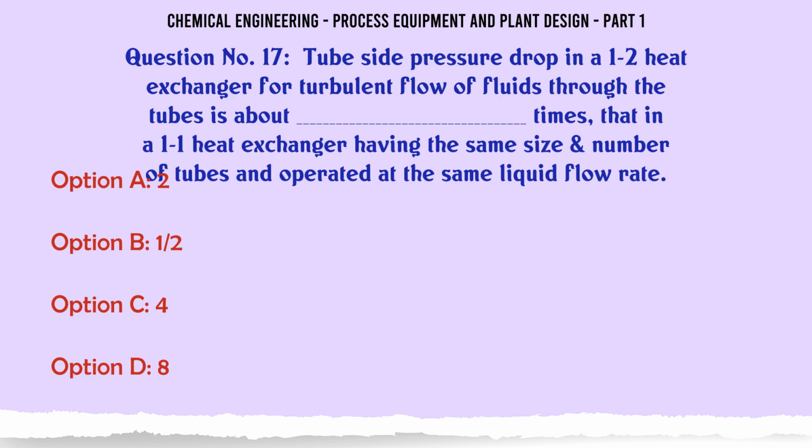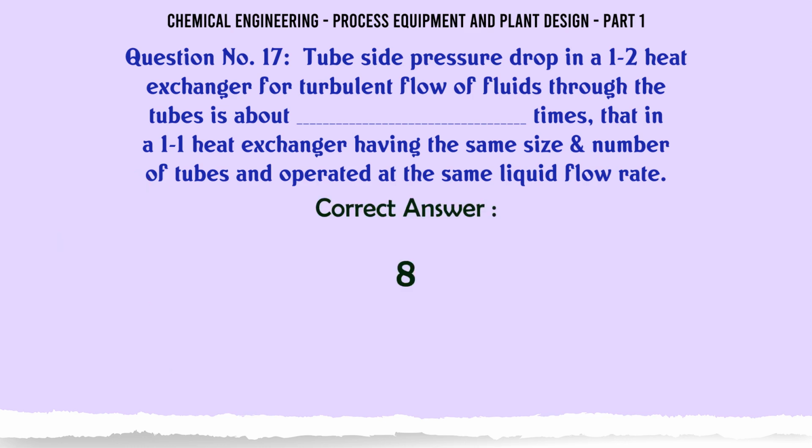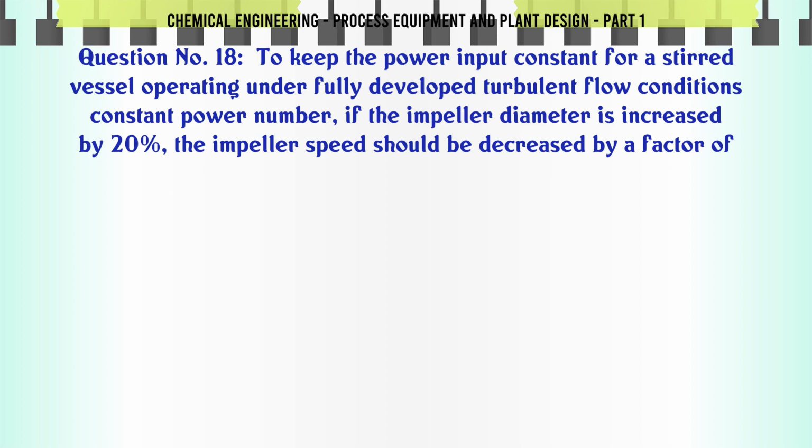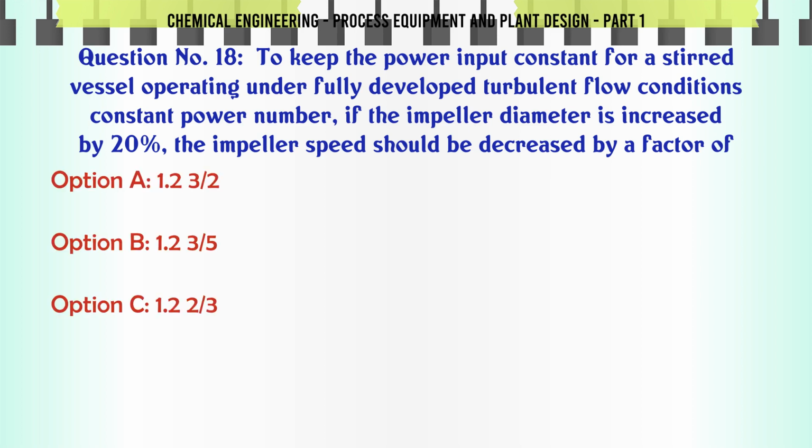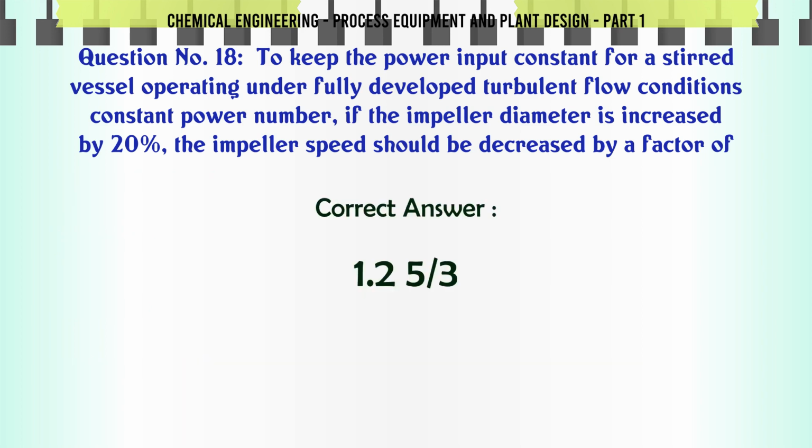A2, B1/2, C4, D8. The correct answer is 8. To keep the power input constant for a stirred vessel operating under fully developed turbulent flow conditions, constant power number, if the impeller diameter is increased by 20%, the impeller speed should be decreased by a factor of A. 1.232, B. 1.235, C. 1.22, D. 1.253. The correct answer is 1.253.